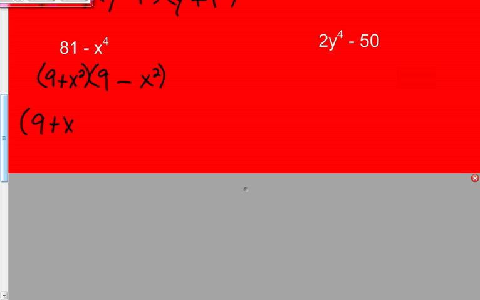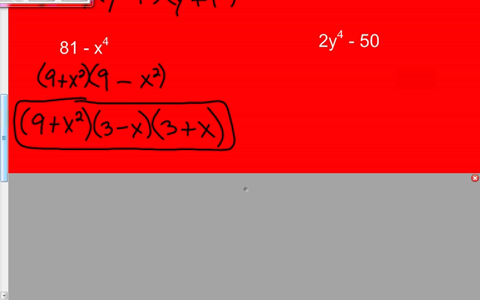It's 9 plus x squared here. Then this one breaks into 2 more. 3 minus x and 3 plus x. Oops, my x there. And you are welcome to check these to see if you can go back to the original problem. So there it is. Everything's factored as far as it will go.